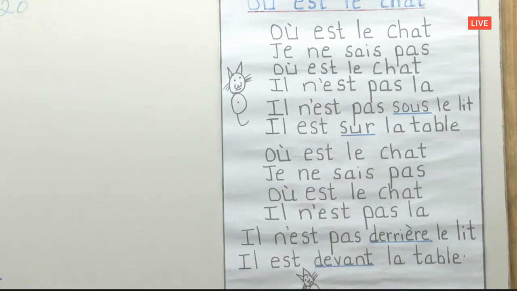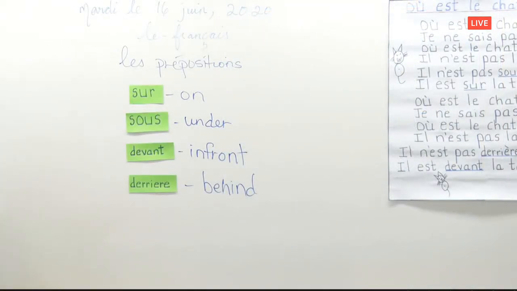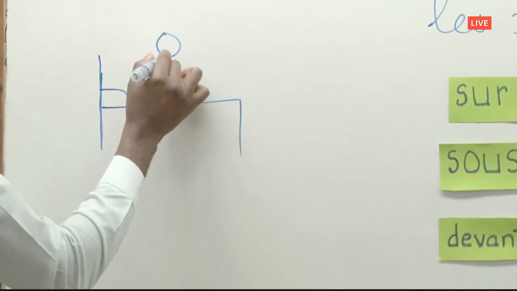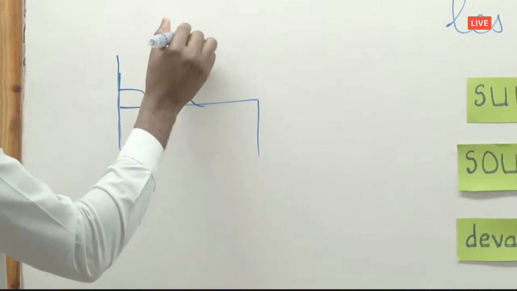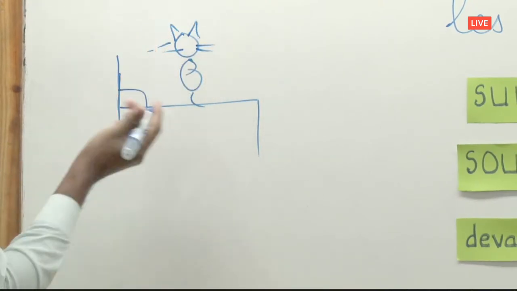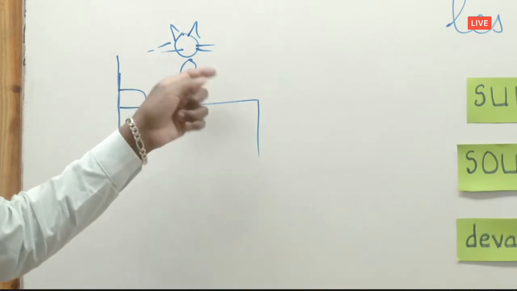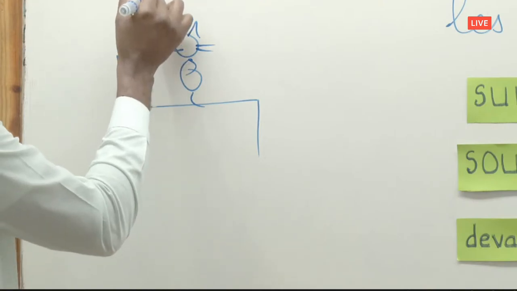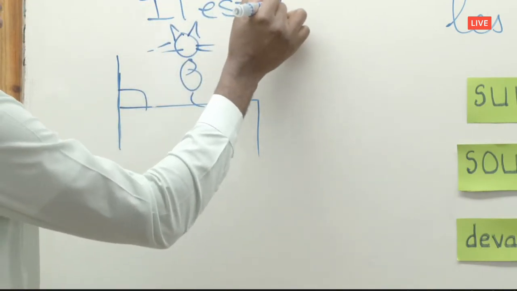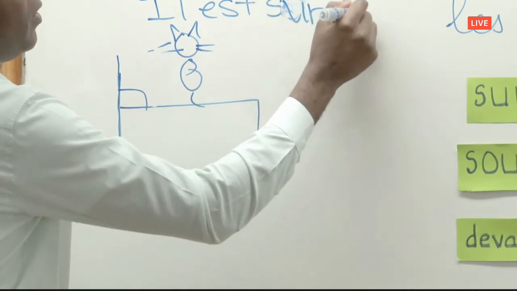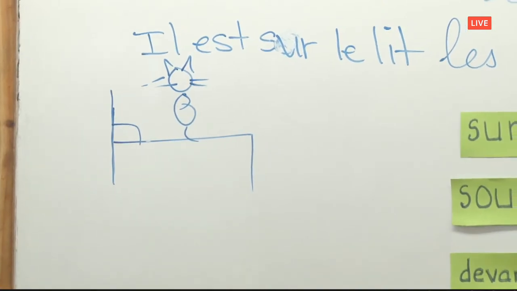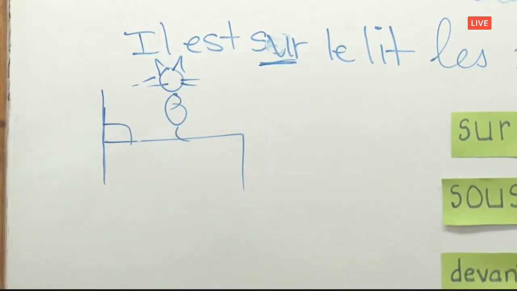All right? So, let me draw, just so we can have a better understanding of what the prepositions mean. So, for example, we have a bed. Let's say this is a bed here. And then we have a cat. Où est le chat? Il est sous le lit. Il est sur le lit. It is on the bed.